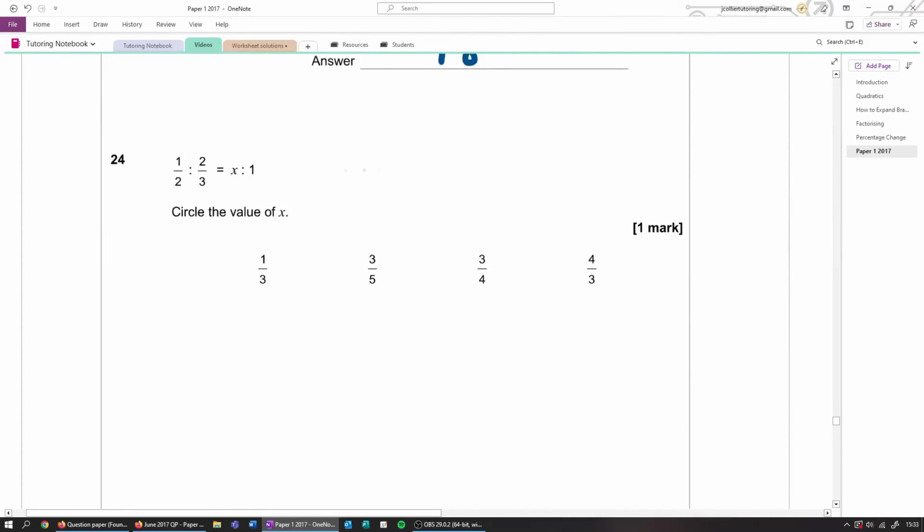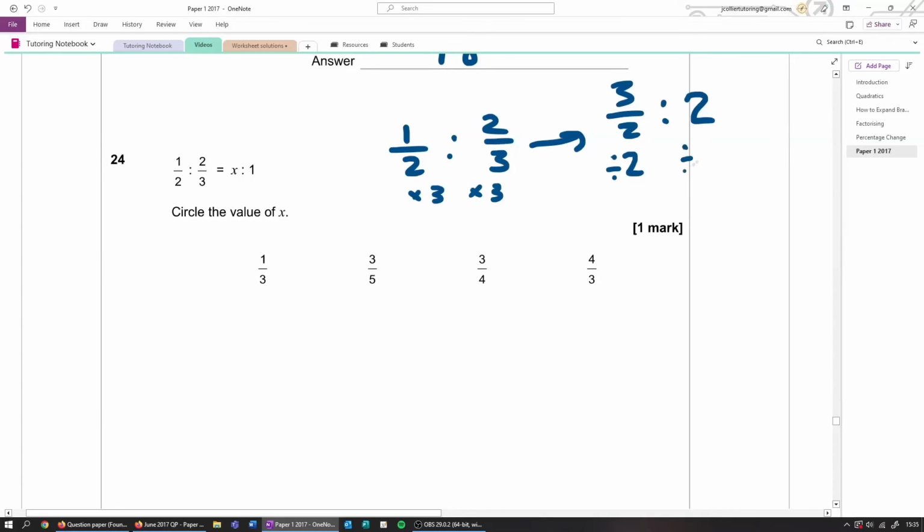Okay, so a half to 2/3 needs to be put into the ratio of x to 1. So we have the ratio a half to 2/3, and we want to put this into the ratio x to 1. So first of all, let's times both sides by 3 to cancel out the division by 3 on the right hand side to bring us one step closer to making it a 1. So this will go to 3 over 2 to 2. Now we need to divide both sides by 2 to get a 1 on the right hand side, and this will give us 3 over 4 to 1.